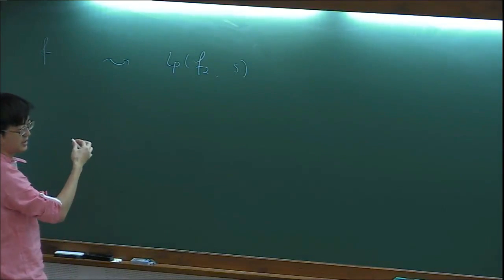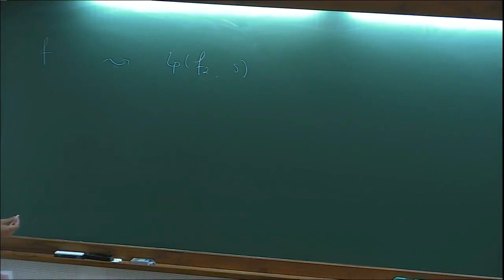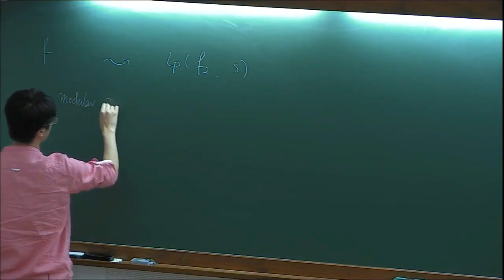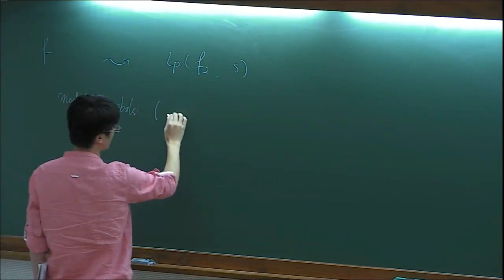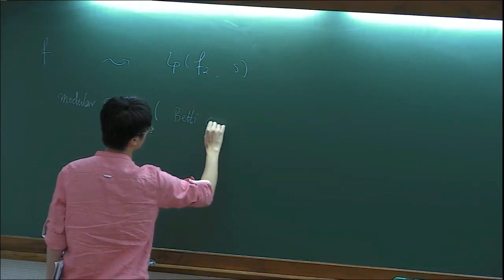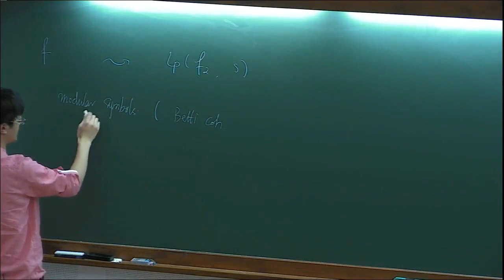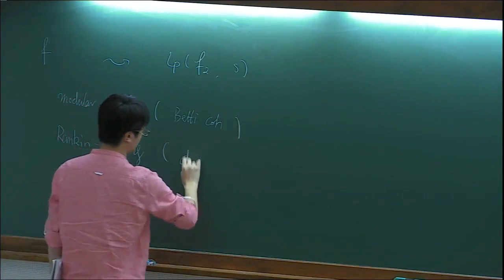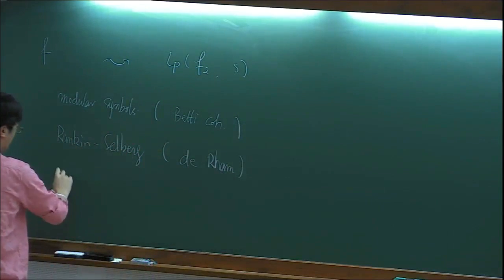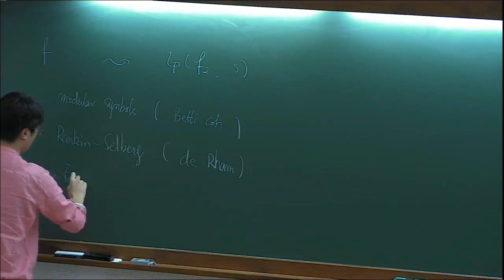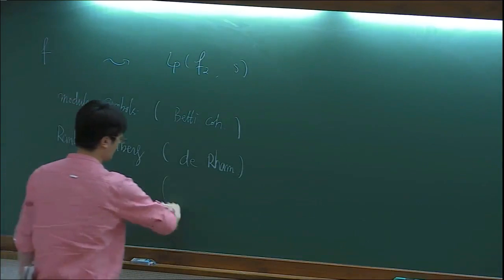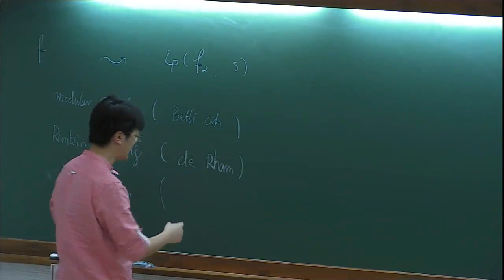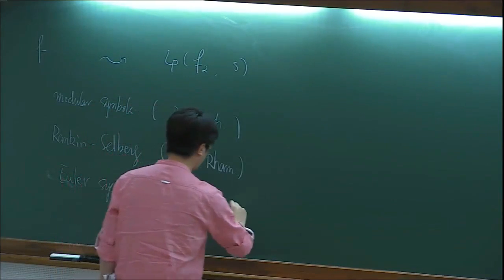In this process, in fact, we have different methods which correspond to different realizations of the motif. The first method is the method of modular symbols, which corresponds to the Betti cohomology, the Betti realization. We also have the Rankin-Selberg method, which is the Hodge realization, and then we have the method of Euler systems, which is an element in the Galois cohomology, the étale cohomology of an abelian variety. So simply said, they correspond to the étale realization.